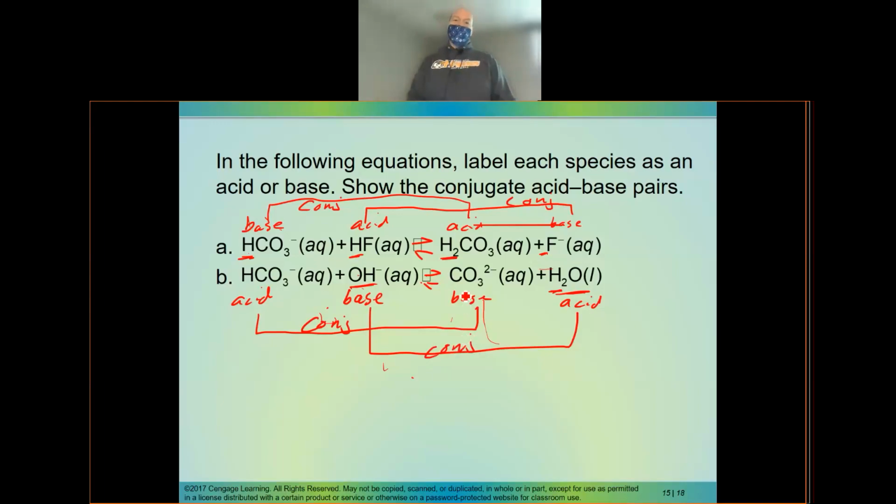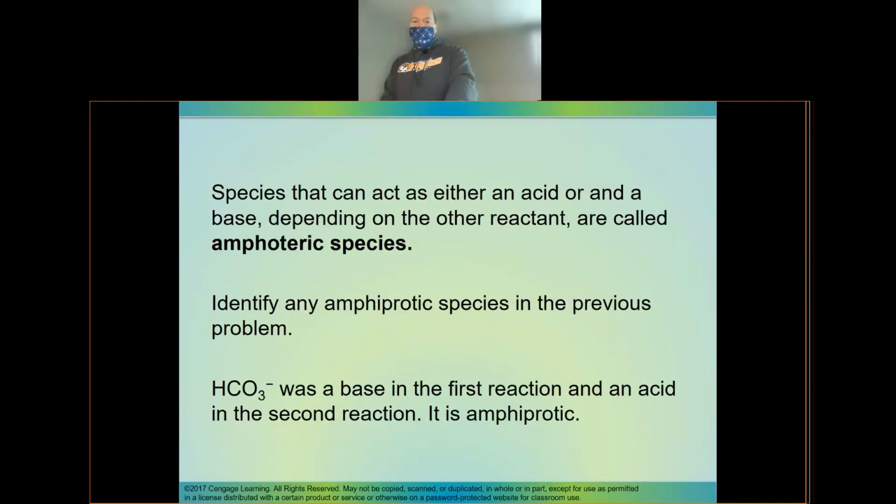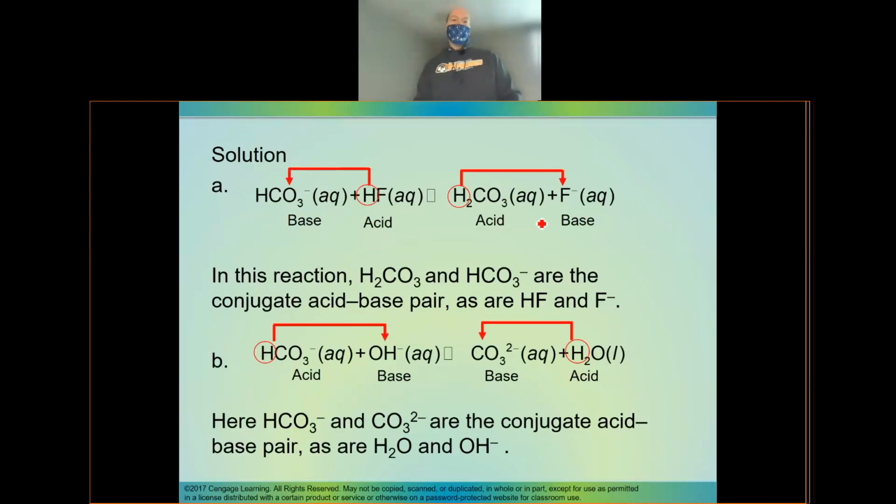All right, so you're going to be given a reaction. You're going to have to label the acids and bases and state which ones are conjugate acid-base pairs. All right, so again, conjugates are differing by 1 H plus. All right, so if I go back here, I said it, but I will circle it. So when you have your HCO3 minus, notice in this one, it's a base. Notice in this one, it's an acid.